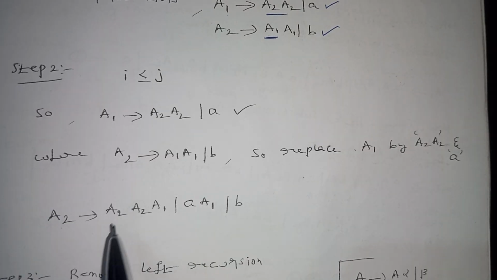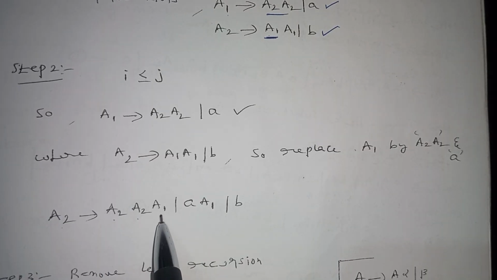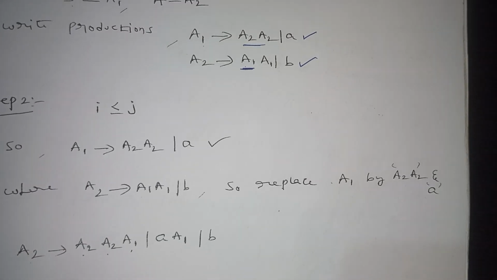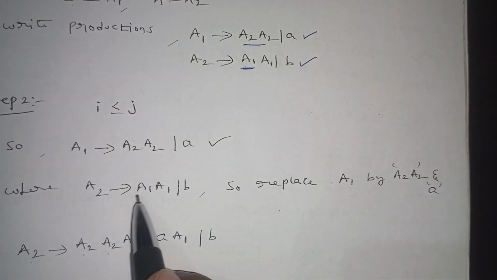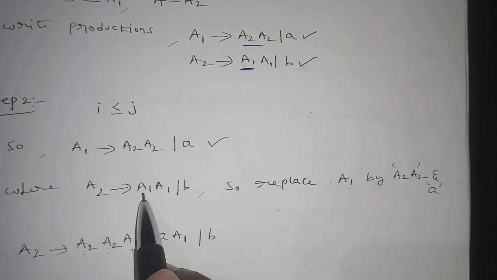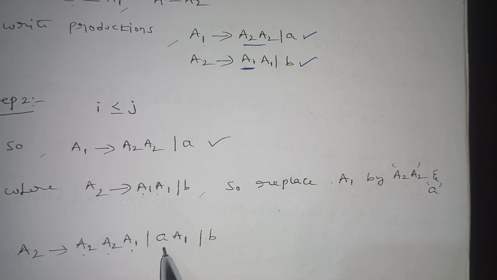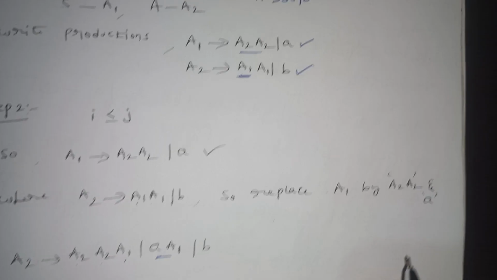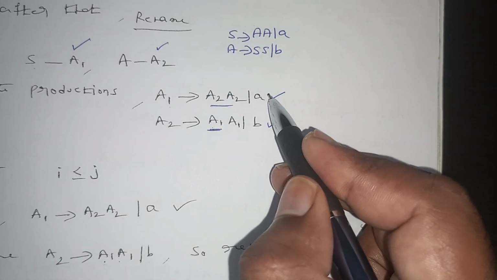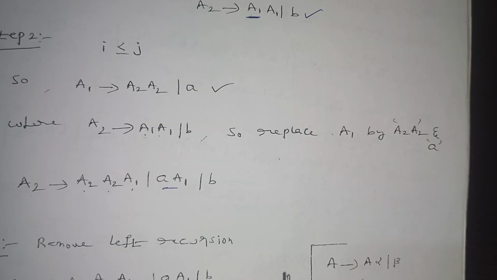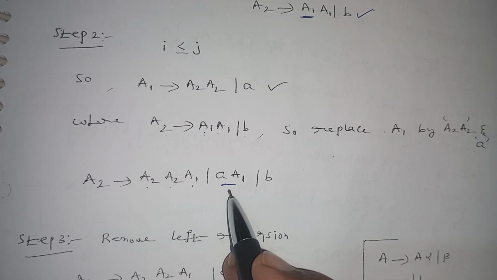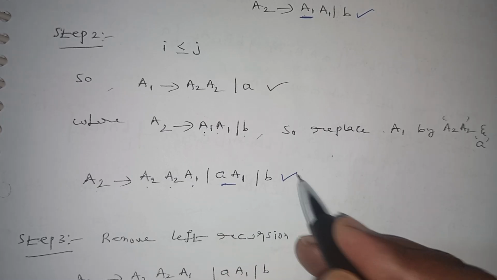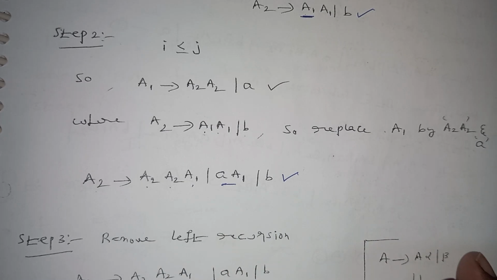Then what will be the grammar or rule? A2 A2 A1. Next, A1 equal to small a will be there. Again, in the place of A1 you write small a, capital A1, like this. So b will be as it is. Now the grammar contains this rule. What about A2? A2 contains A2 A2 A1 A1 or b. We have to check it and convert it.